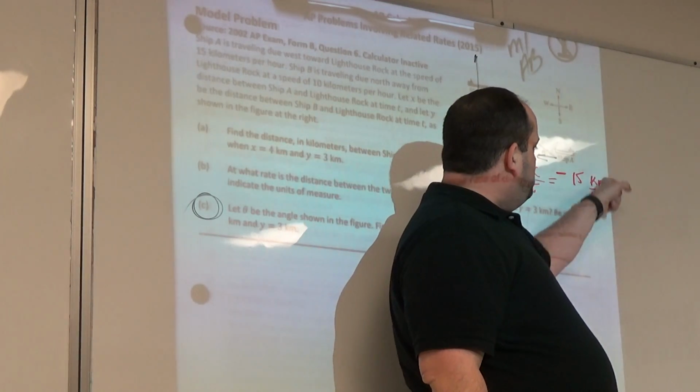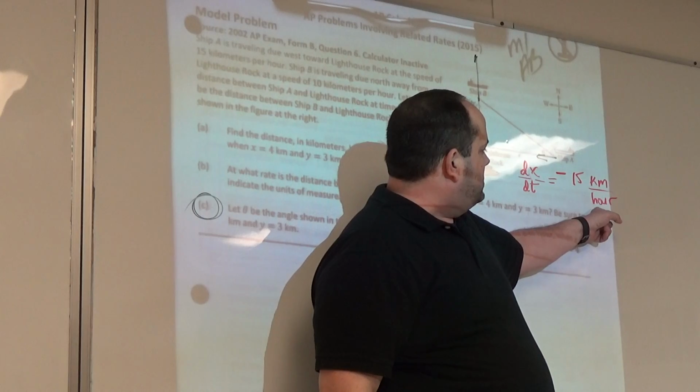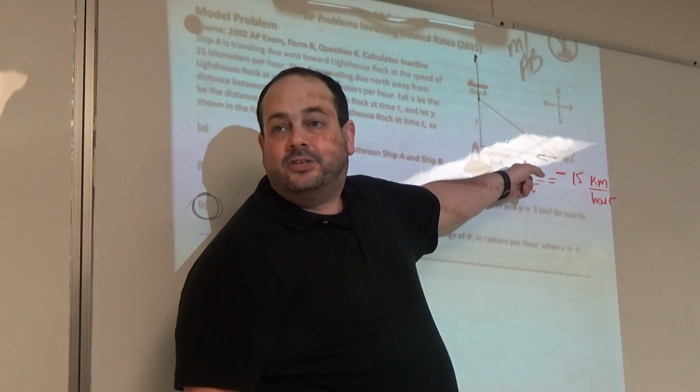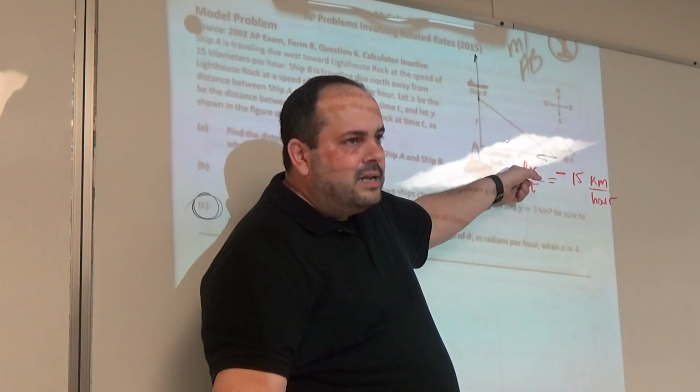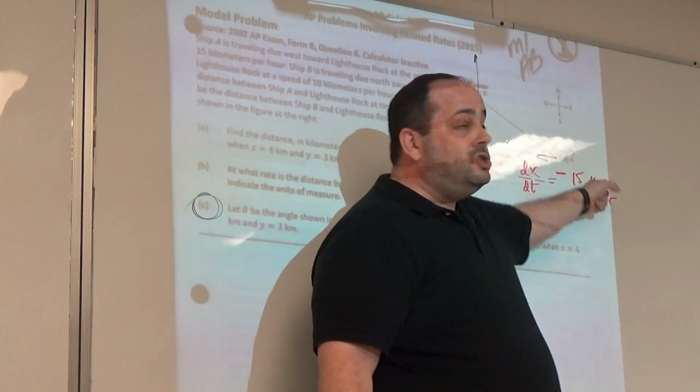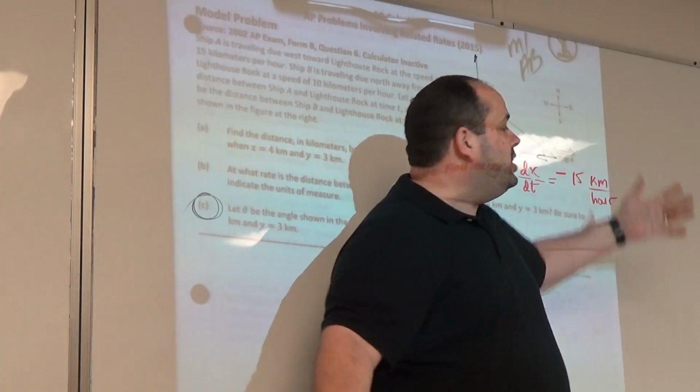And do the units make sense? Well, let's take a look at the units. The units are kilometers per hour. I'm measuring how x changes. X is distance, kilometers. T is measured time, hours. Do the units make sense? Good. So let's keep going.